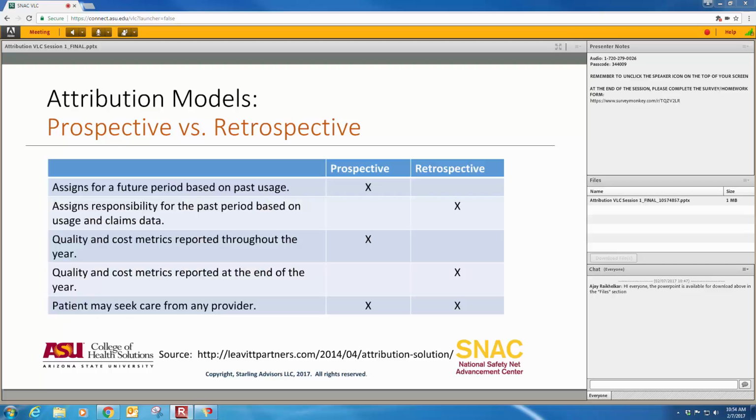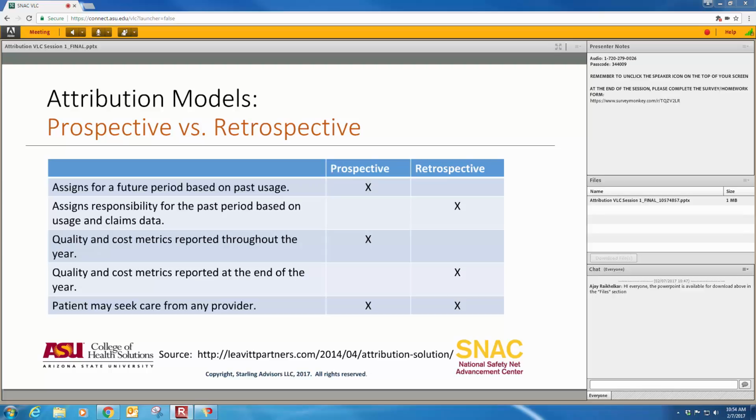So just a little bit of comparison. A prospective model assigns for a future period based on past utilization, whereas a retrospective model assigns responsibility for a past period based on actual usage. A prospective model uses quality and cost metrics reported throughout the year, so you can actually see a running total, whereas a retrospective model would look backwards and say, here's at the end of the year, here's who we can tell you saw, and here was the resulting costs for those models.